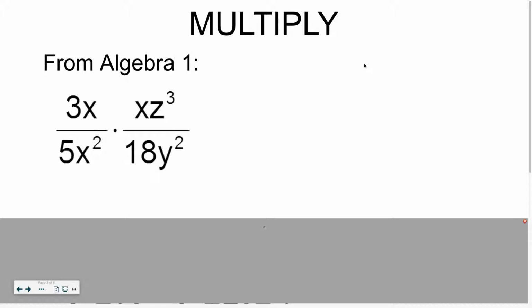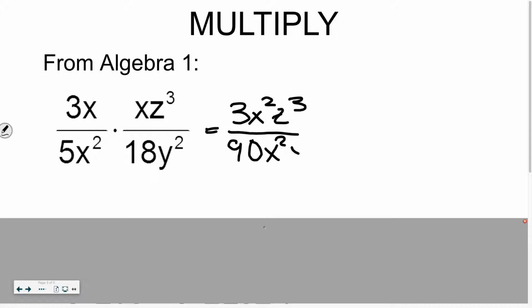X over 5x squared times xz cubed over 18y squared. So there's a 1 from the x cubed, so I have to do 3 times 1, 3 over there on the answer side. Now it's x times... Okay, so Lexi's saying I just multiply across in the numerator and multiply across in the denominator. Sure. So we'll get 3x squared z cubed. And then in the denominator, 5 times 18 is 90, x squared y squared.